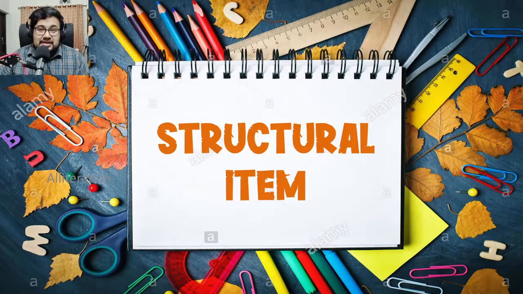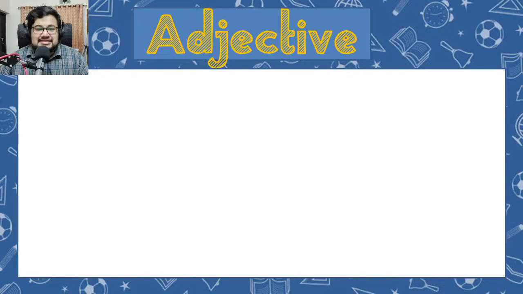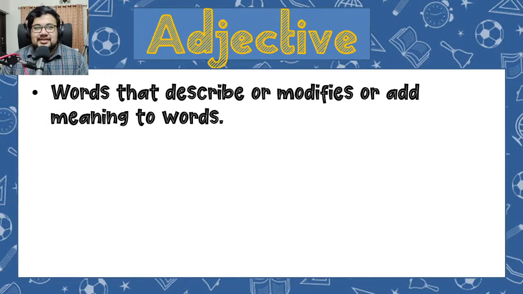Okay, so now it is time to learn a structural item. Let's see what the structural item is. Yes, it is none other than adjective. Do you guys know what an adjective is? No problem. I'll teach you. Please listen carefully. Adjectives are words that describe or modify or add meaning to words.